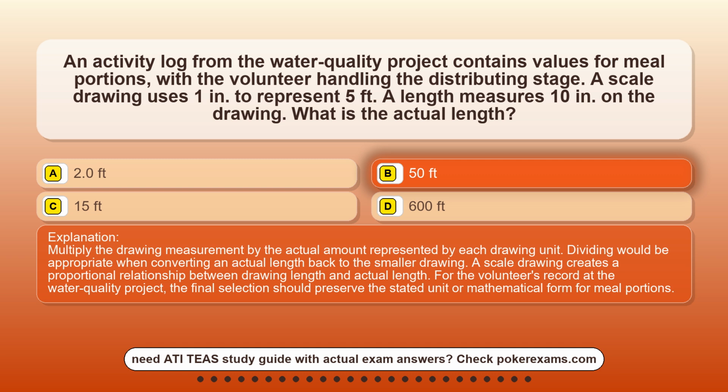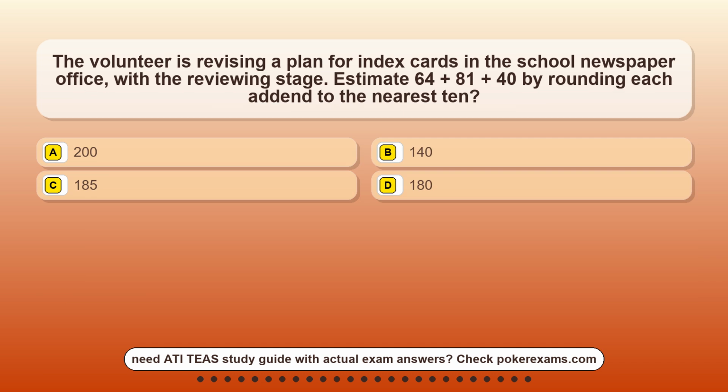Multiply the drawing measurement by the actual amount represented by each drawing unit. Dividing would be appropriate when converting an actual length back to the smaller drawing. A scale drawing creates a proportional relationship between drawing length and actual length. For the volunteer's record at the water quality project, the final selection should preserve the stated unit or mathematical form for meal portions. Question 22.